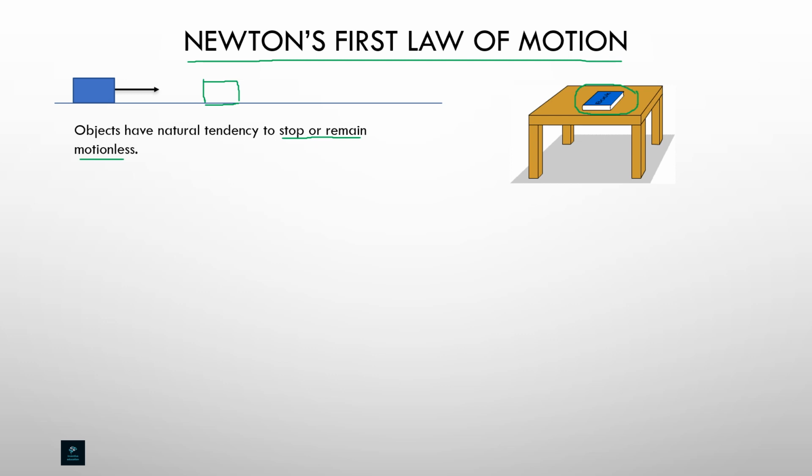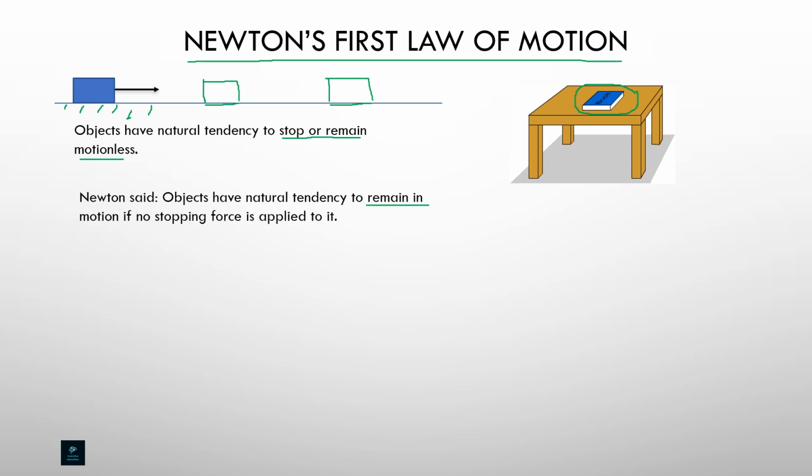Now Newton observed that if we make this surface more slippery, the object travels a larger distance before stopping. So Newton concluded that objects have a natural tendency to remain in motion if no stopping force is applied to them. And this object stops after moving a certain distance because of the force of friction.